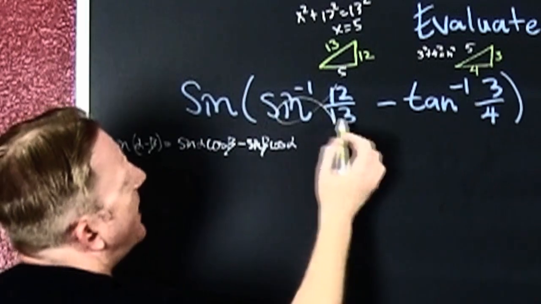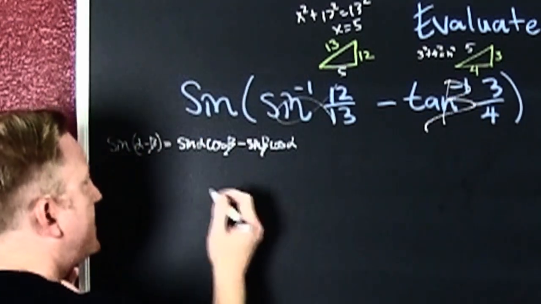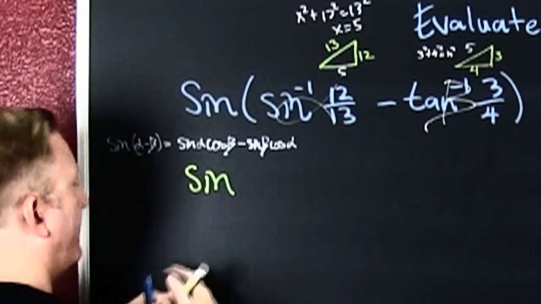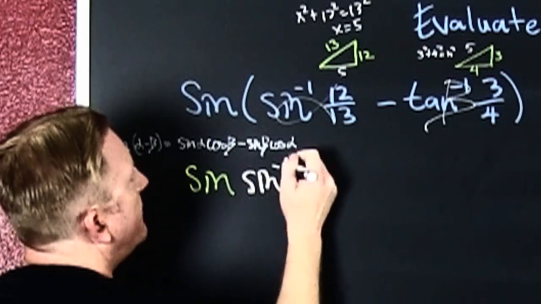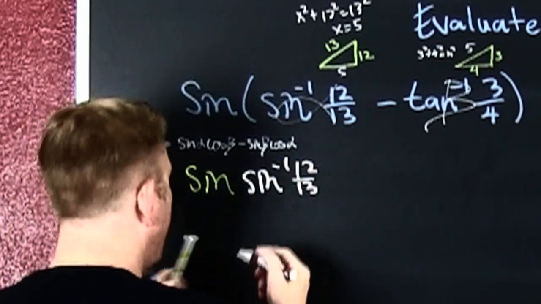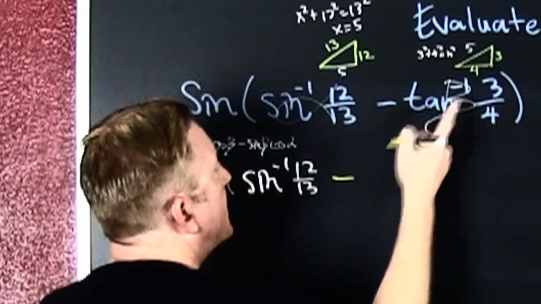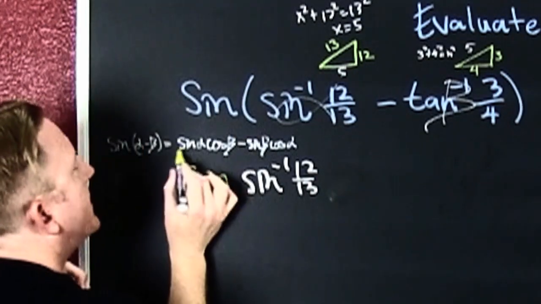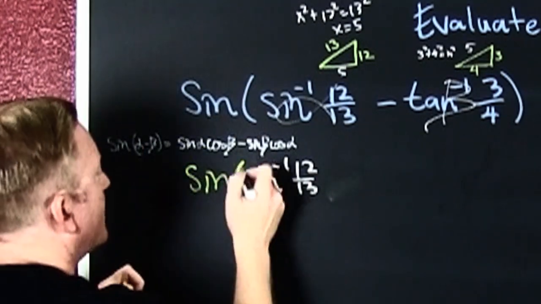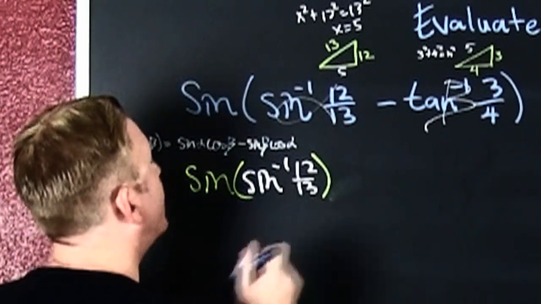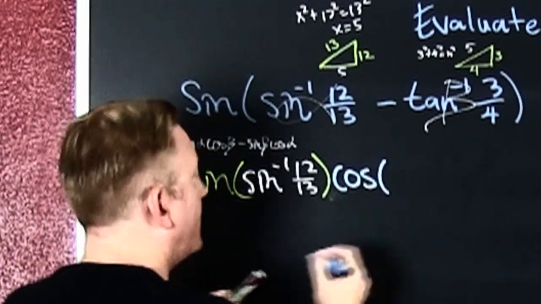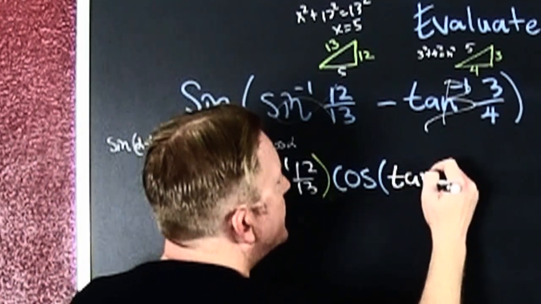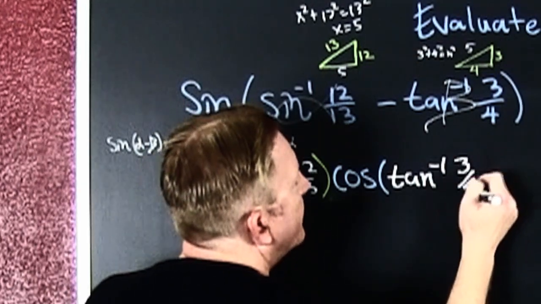Okay, so this is my alpha and that's my beta. That being said, I have the sine of alpha. What's my alpha? The alpha is the sine inverse of 12 thirteenths, and then I'm using this form. That was the sine of alpha. That's your alpha. Then we multiply it by the cosine of beta. What's my beta? Looks like my beta is going to be the tangent inverse of 3/4.